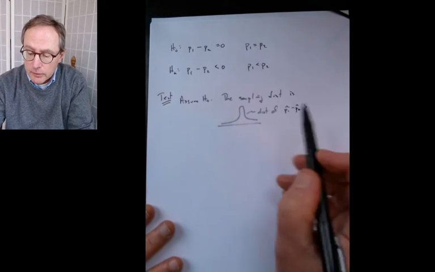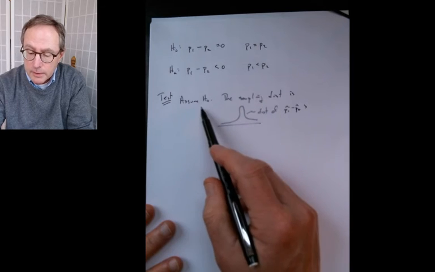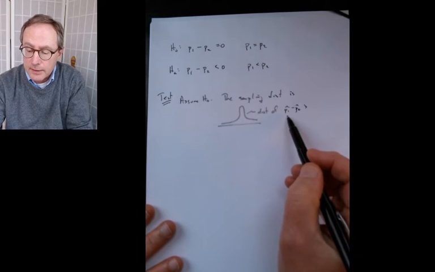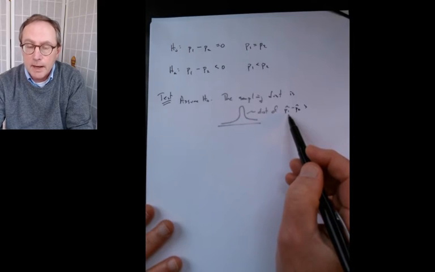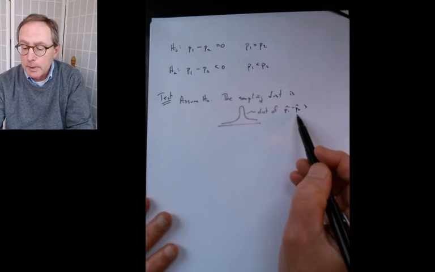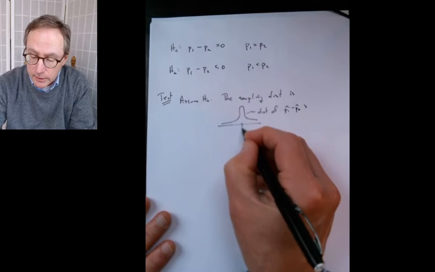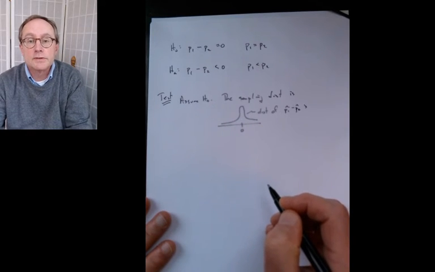Where should it be centered? Why, we assumed H naught is right. So we expect that some of the people pulling papers out of the paper bag will say, well, my sample is a little less than 0. And other people will say, my sample is a little bigger than 0. That is to say, we expect it to be centered around 0.